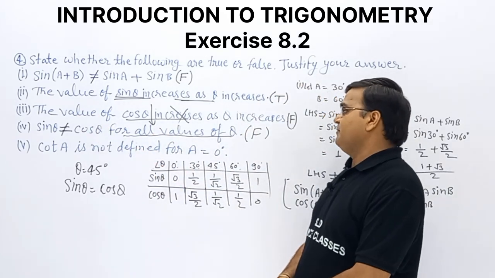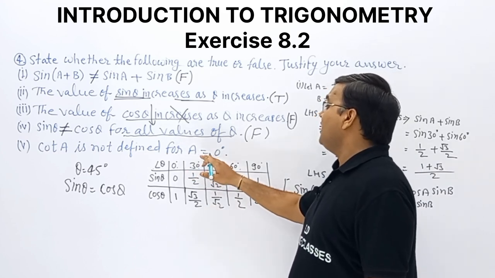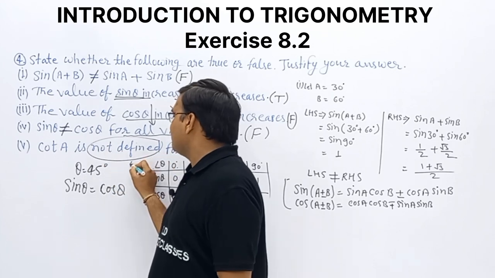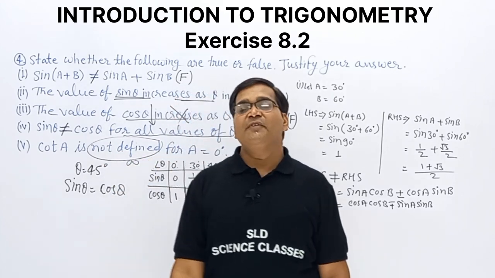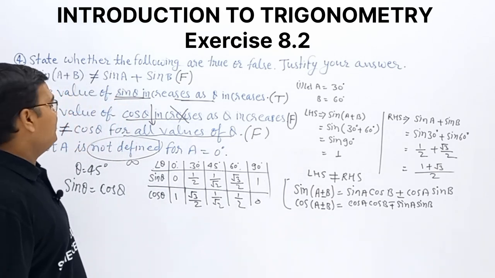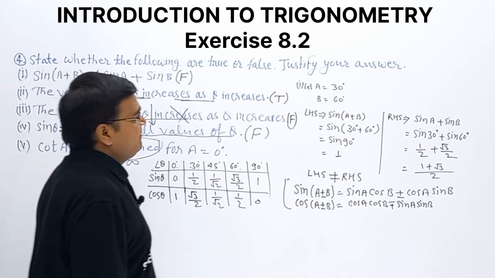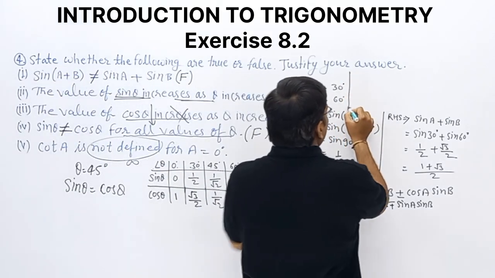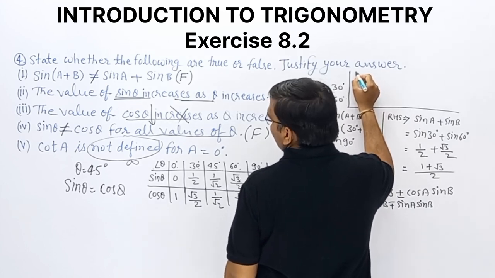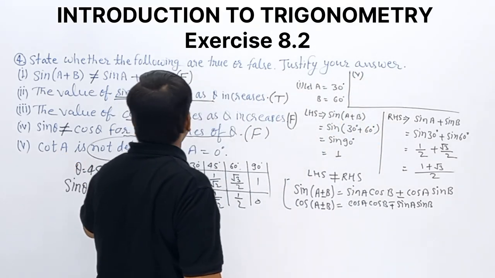Cot A is not defined for A equal to 0 degree. Not defined. Observe this thing. Not defined means infinity. Not defined means the result is infinity. Observe, easy one. How will we solve? Cot A. Observe, I am writing here. Small question, so I am solving here. Question number fifth one. What is the question? Cot A is not defined.